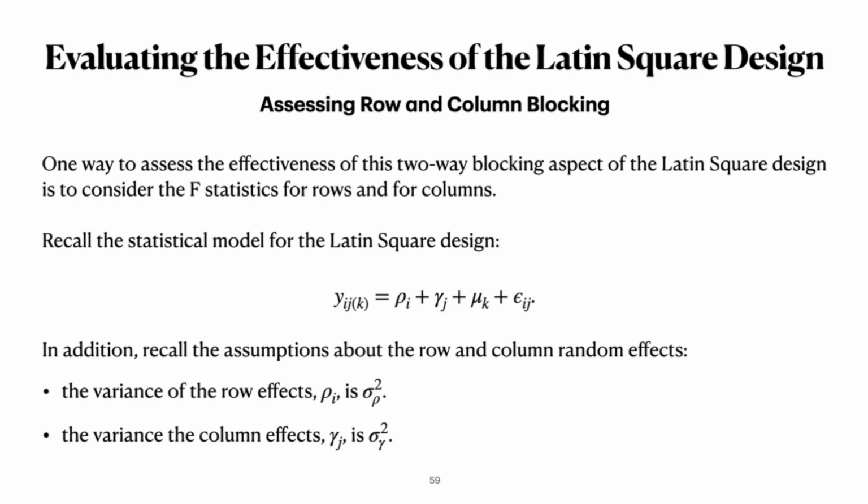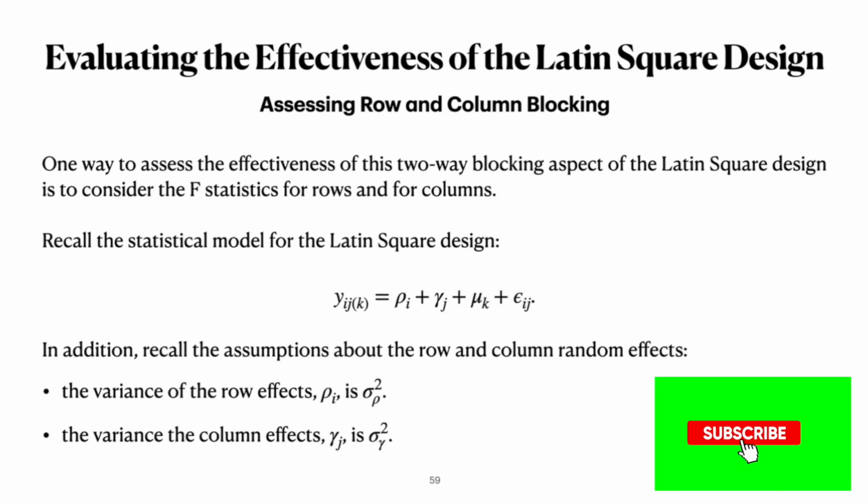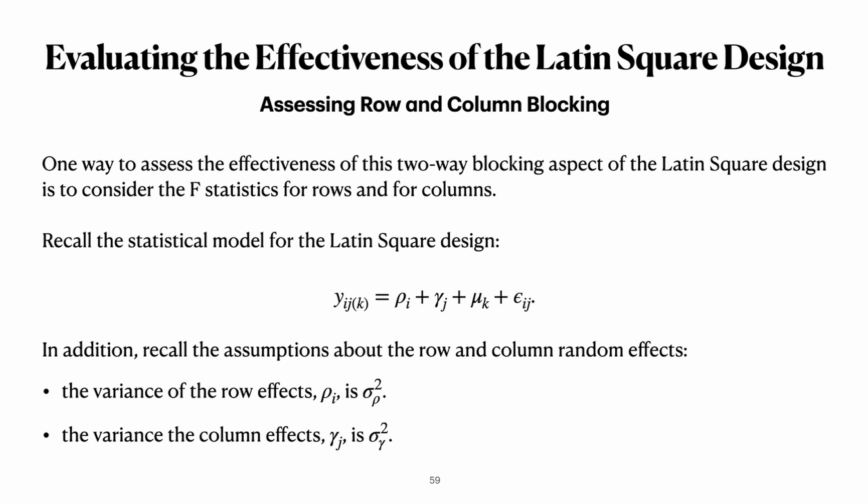Now, one way to assess the effectiveness of this two-way blocking aspect of the Latin square design is to consider the F-statistics for rows and for columns. Recall that the statistical model for the Latin square design, the means model version of that model, looks like this. In addition, recall that the assumptions about the row and column random effects include the variance of the row effects, denoted by sigma squared sub rho, and the variance of the column effects, denoted by sigma squared sub gamma. So sigma squared sub rho is the variance of the row effect, and sigma squared sub gamma represents the variance of the column effect.